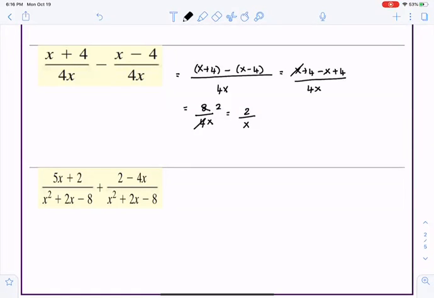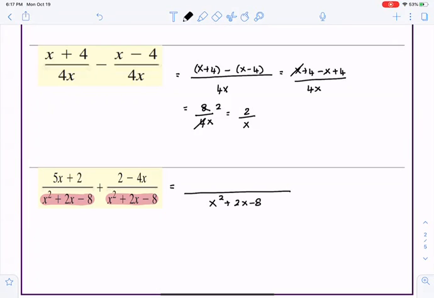So here is a problem which seems a bit complicated, but I would assure you that this problem is actually easy. Even though we have a trinomial in the denominator, it's still the same denominator, so there isn't a lot of work that we need to put into this problem. So I have a common denominator, so that is x squared plus 2x minus 8.